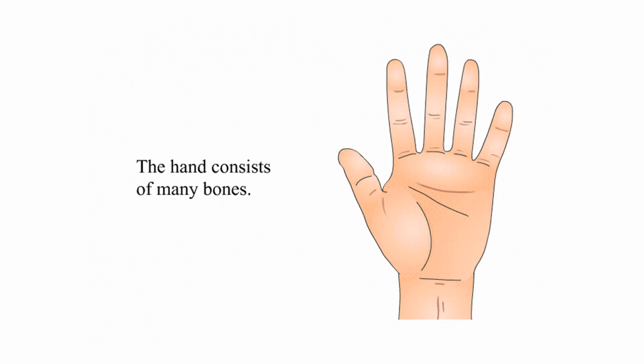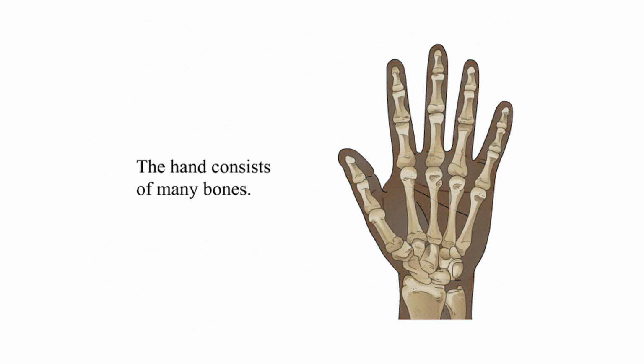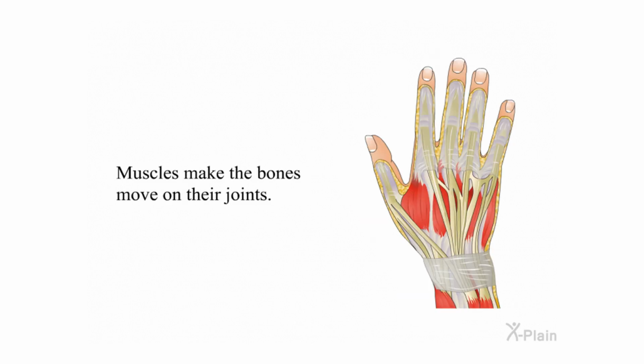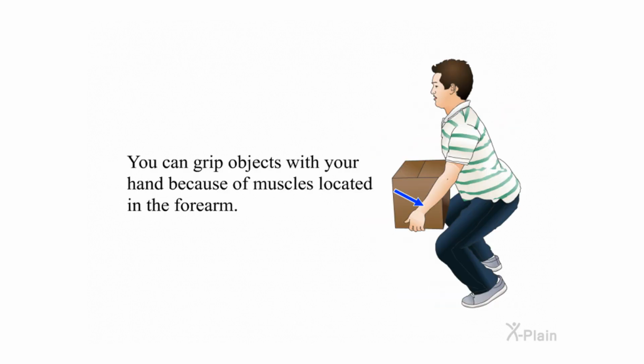Anatomy of the hand. The hand consists of many bones. The bones are separated by special hinges called joints. Muscles make the bones move on their joints. You can grip objects with your hand because of muscles located in the forearm.